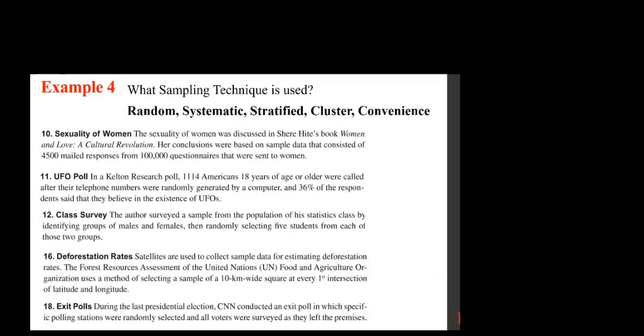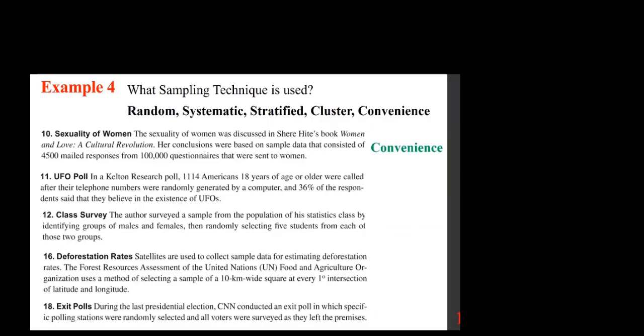All right, let's look at the first one. Example number 4, the first one, number 10. The sexuality of women was discussed in Shere Hite's book, Women in Love: A Cultural Revolution. Her conclusions were based on sample data that consisted of 4,500 mailed responses from 100,000 questionnaires that were sent to women. So what do we have here? Convenience.